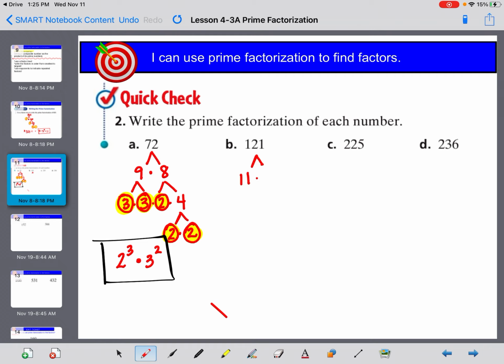121 is the same as 11 times 11. 11 and 11 are both prime. So my answer is 11 squared. All right, pause the video and try the next 2. Come on back to compare your answers to mine.